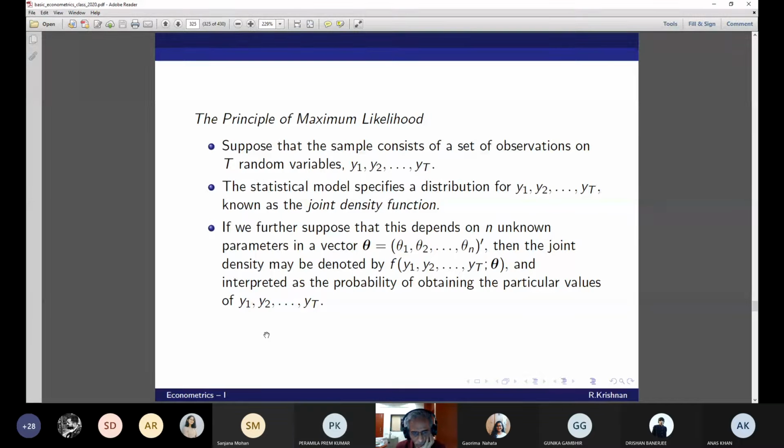Okay. What will be our aim? Then y1, y2, and yT will be fixed. We have got a sample set of observations. Now we want to interpret the joint density function as the probability of obtaining this sample. How would you go about it? So we find values of theta for which this is satisfied. How many values would you find?